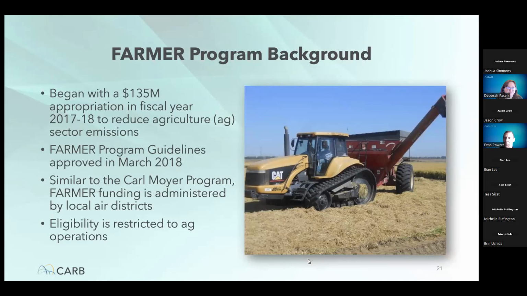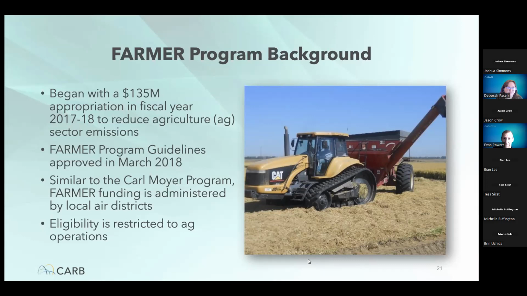To streamline the implementation of the funding, we modeled FARMER after the Moyer Program, in that the funding is distributed to the local air districts, as previously described, at which point those districts are responsible for collecting applications, selecting projects to fund, and otherwise implementing the program at the local level. FARMER does differ from Moyer in that FARMER funding is specific to replacing vehicles and equipment used at agricultural operations, as defined in our guidelines.